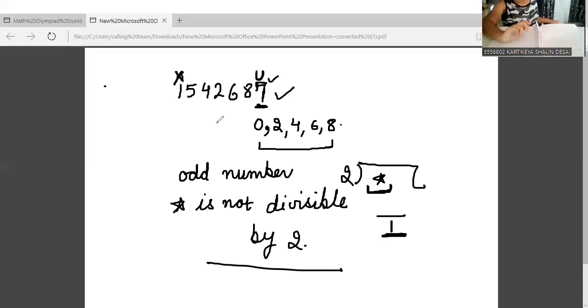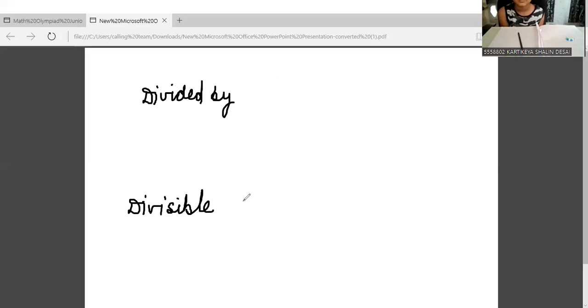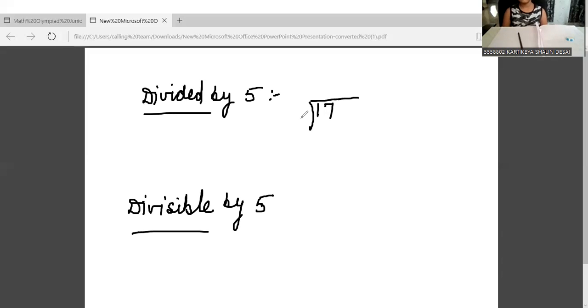So let us see that first of all. Write down these two terms, divided by and divisible by. What is the difference between these two? So divisible by 5 and divided by 5, I'm using these two terms, right? If I ask you that 17 is divided by 5, we can divide any number with any divisor. We can divide any number with any other number, right? So here 17 is divided by 5.